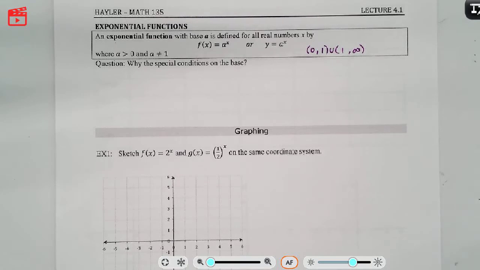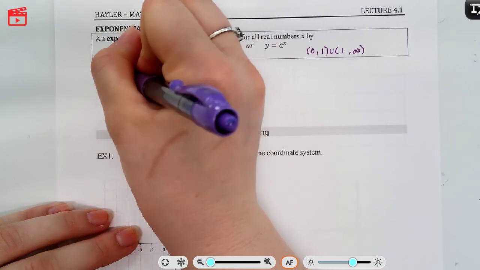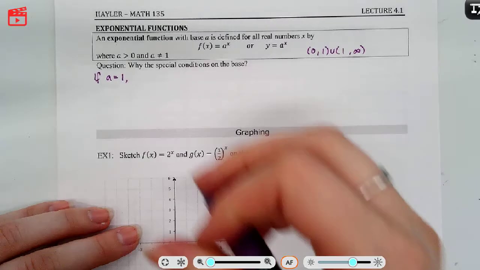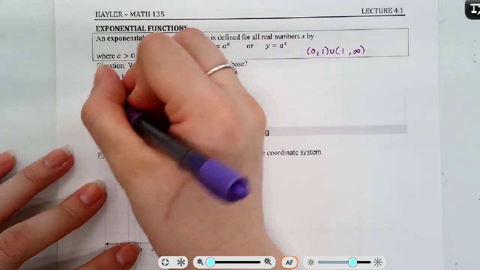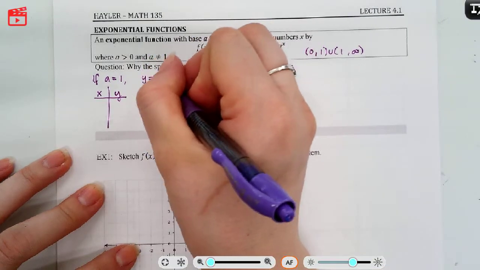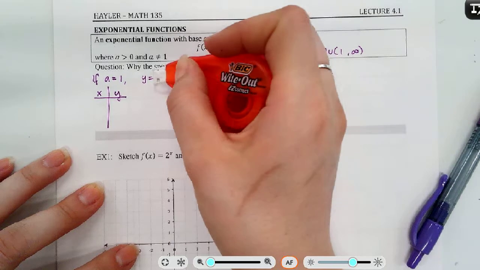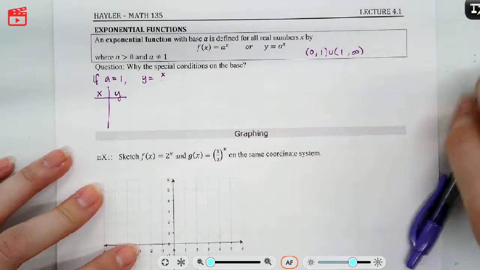So here's the question. Why the special conditions on the base? Well, let's take a look. If a were equal to 1, let's take a look at a table of values. So we have x and y, and let's just pick some random values. This is for y equals a to the x. Or sorry, 1 to the x, because we're talking about when a is 1.